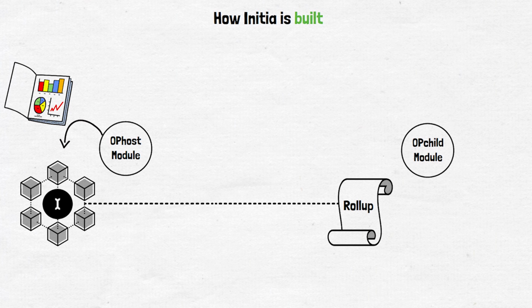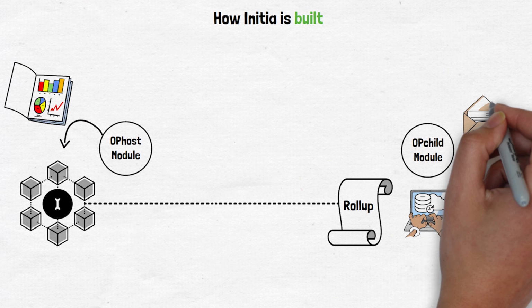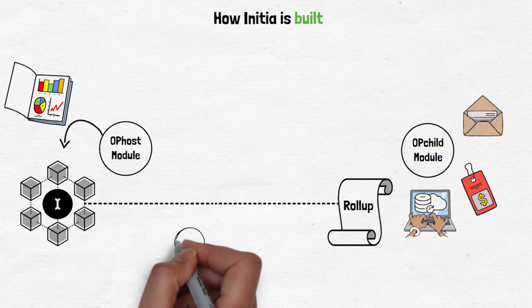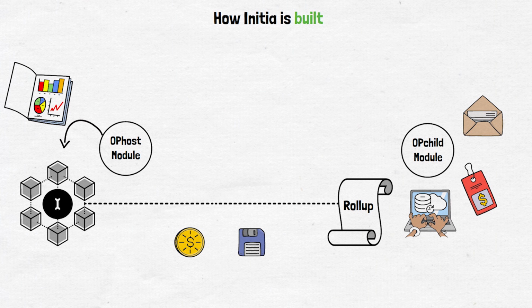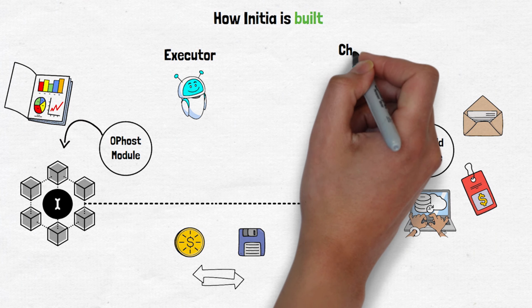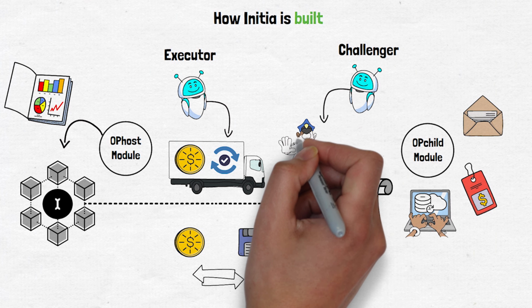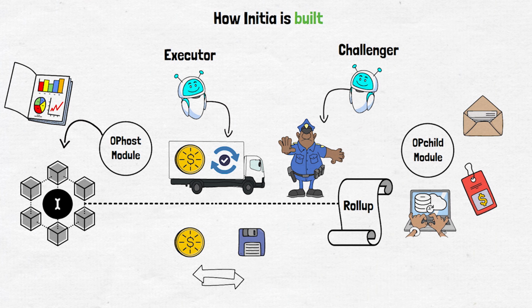Then each rollup has the OP child module. It deals with operators who run the rollup, processes messages from the blockchain, and updates things like price data from oracles. These two work as a team to keep traffic, in this case tokens and data, flowing smoothly between the city and suburbs. On top of that, there are bots, the executor and the challenger. The executor's like a delivery truck moving tokens, updates, whatever's needed back and forth. The challenger's the security crew, checking the truck's work to catch anything off.